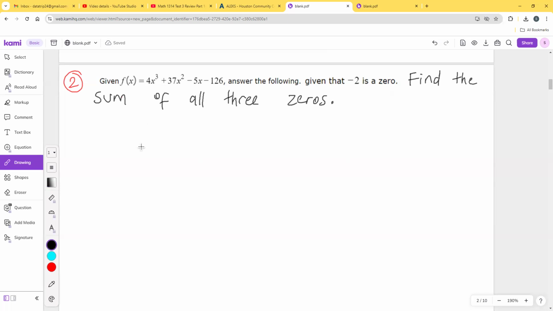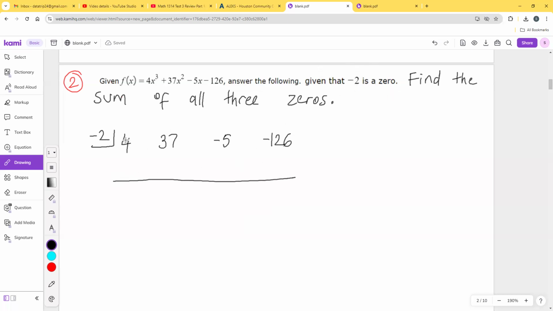All right, who's going to get me started? What happens? We're going to do synthetic division with -2 because we want to reduce the degree of this function, right? So let's get started. I have 4x cubed. What number do I need next? 37. Next. -5. Next. -126. And then we're going to make this division symbol. And what number goes here? -2. If it was with x, then we would change the sign. If no x is given, we just copy the number they gave us, right?